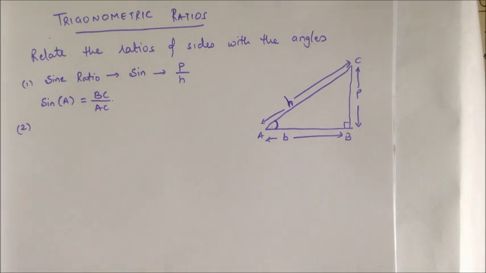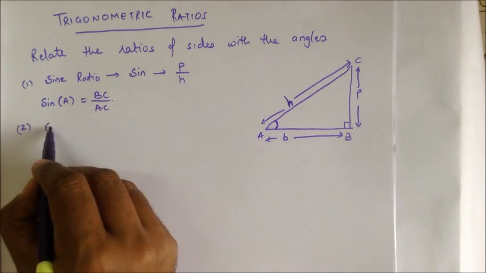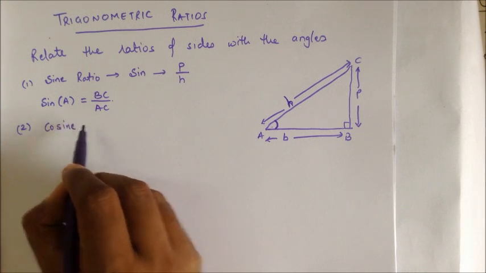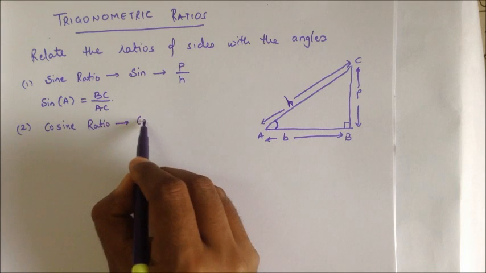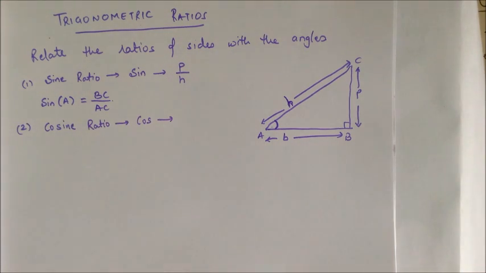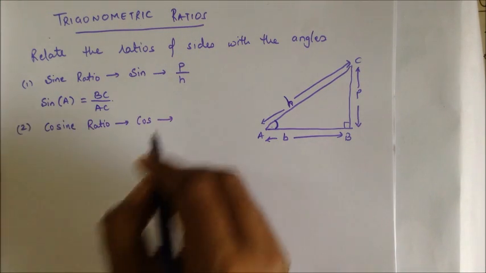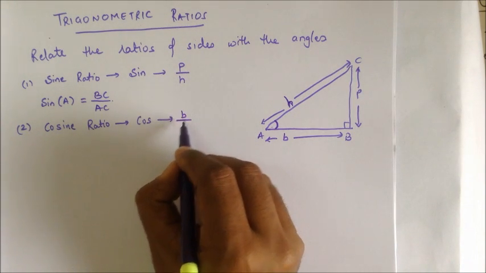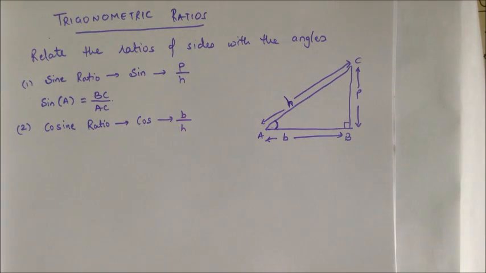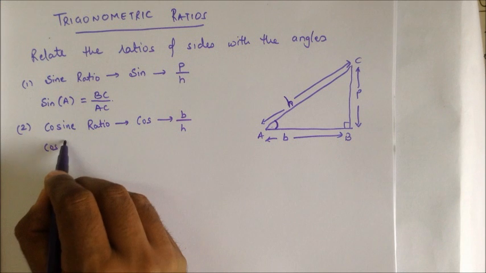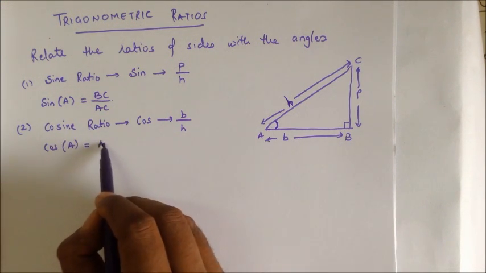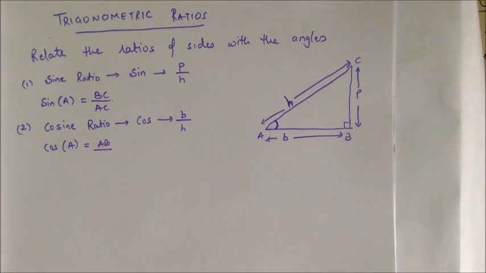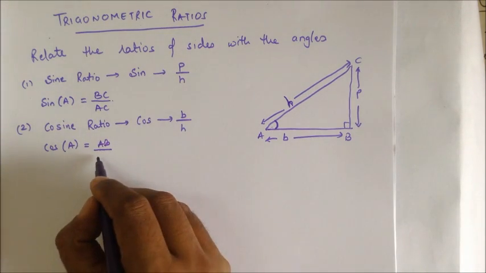The second trigonometric ratio is known as the cosine ratio, which in short form is written as cos. It is the ratio between the base and the hypotenuse. So for angle A, the base is AB and the hypotenuse is AC.